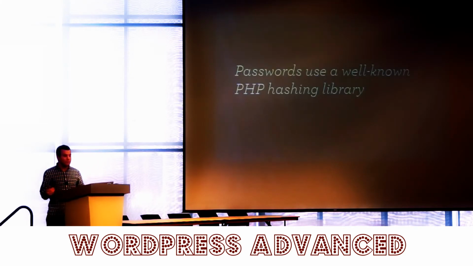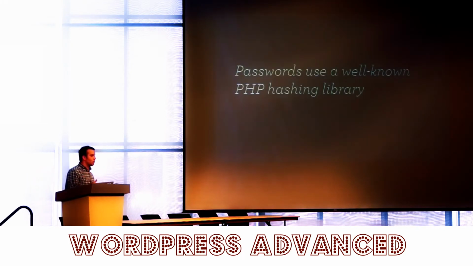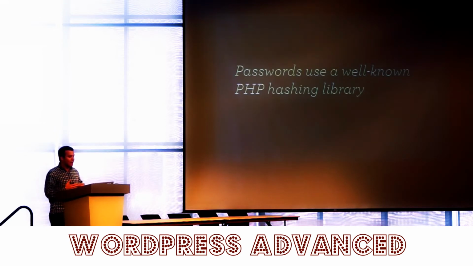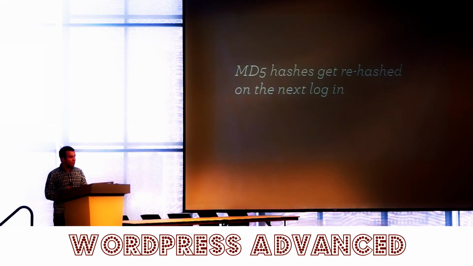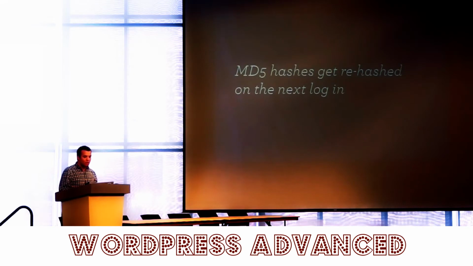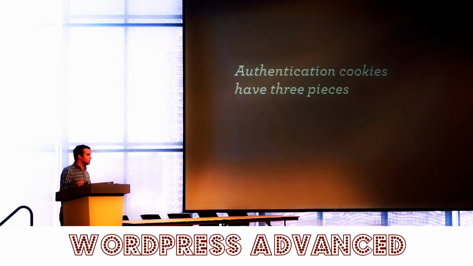Now in WordPress's case, we use a well-known PHP hashing library called PHPass. It's been around since like 2001, give or take, longer than WordPress. And what happens is that if you do log in with an MD5 hash, which WordPress used to use a decade ago, it will go ahead and authenticate it, and then upgrade it to that new hash and store that new hash. Pretty simple. Moving on to the next piece of the stack is authentication cookies.